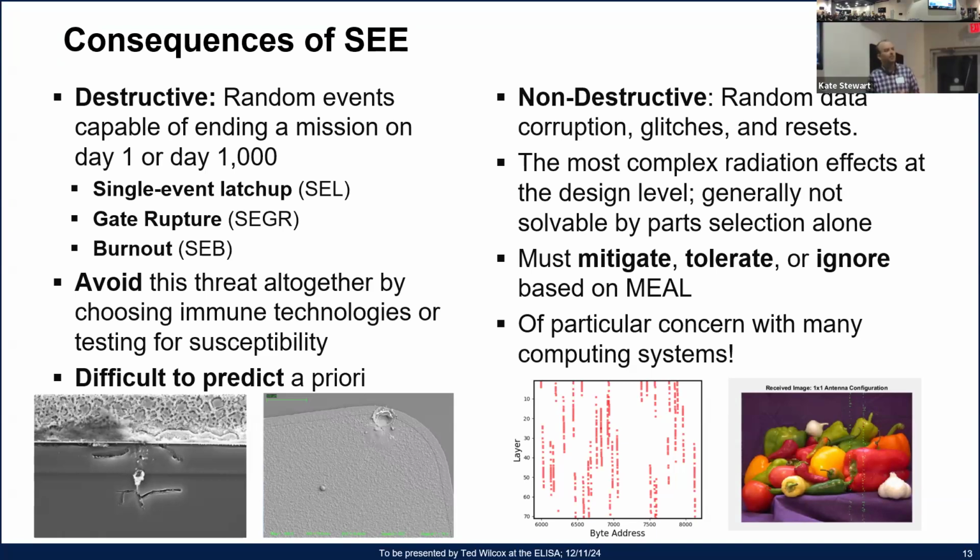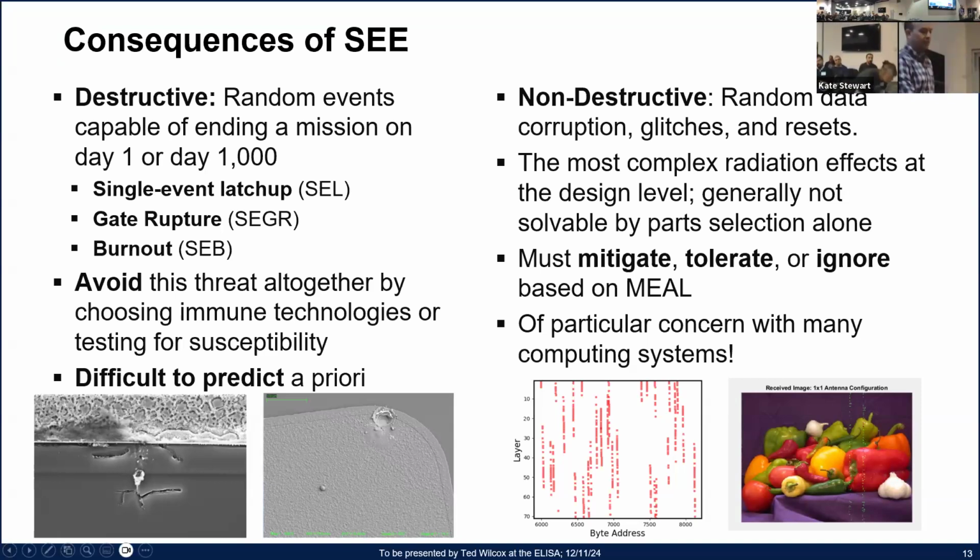And the destructive SEE are things that we want to avoid. We want to pick parts, technologies that are immune or have been tested to show that they are not susceptible. These are challenging to mitigate and very difficult to predict a priori, meaning if you hand me one ADC and another ADC, analog digital converter, and you say which one of these will be susceptible to single event latch-up, I can't necessarily tell you without doing a test.